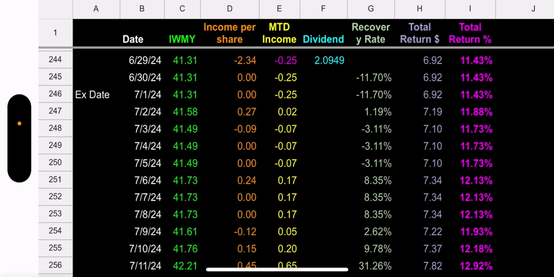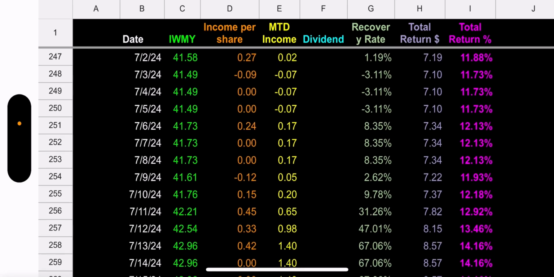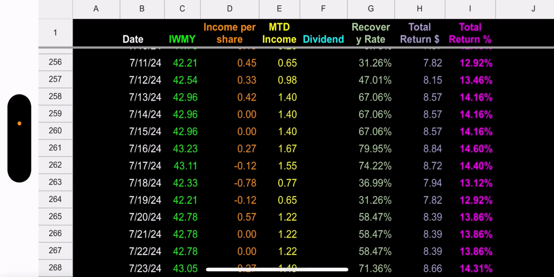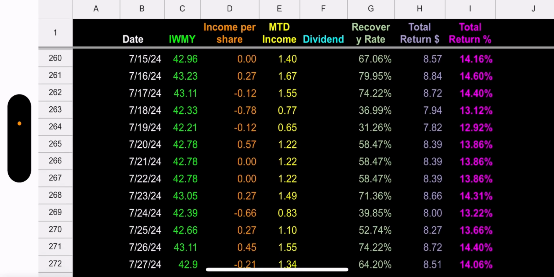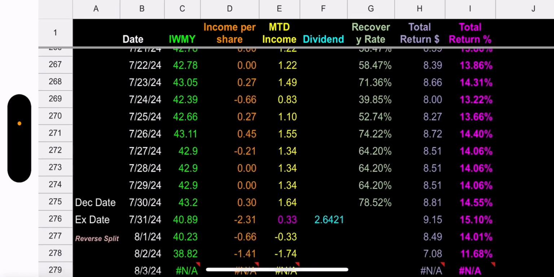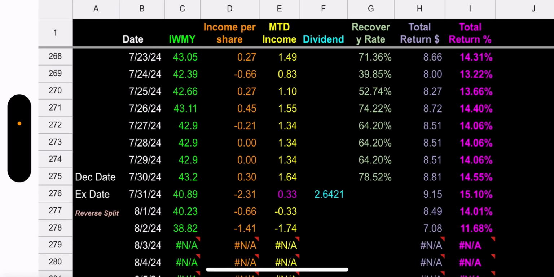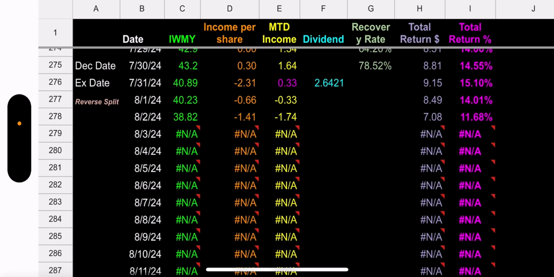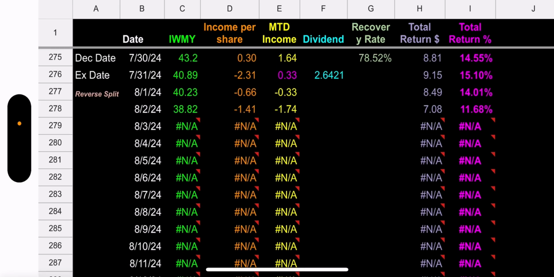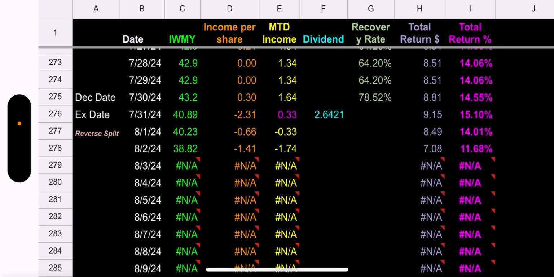So they paid 209 obviously the previous month. And if you look at the recovery rate, doing pretty good, right? 31%, up to 67, up to 79, up to 71. And then if you go to the way bottom, right before or right on deck date, they recovered 78% of the previous payment. So that is pretty solid. So they made $1.64 for the month. They did pay out $2.64 though. And also the start of the new month on X date, they made 33 cents.